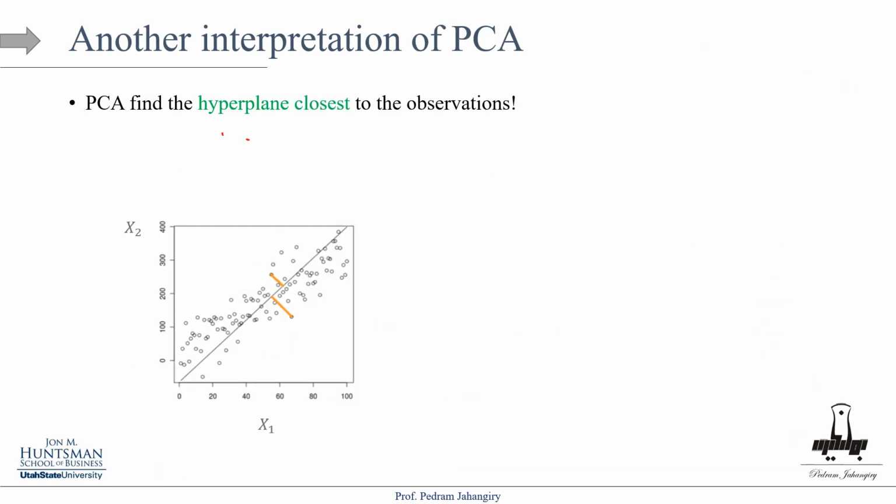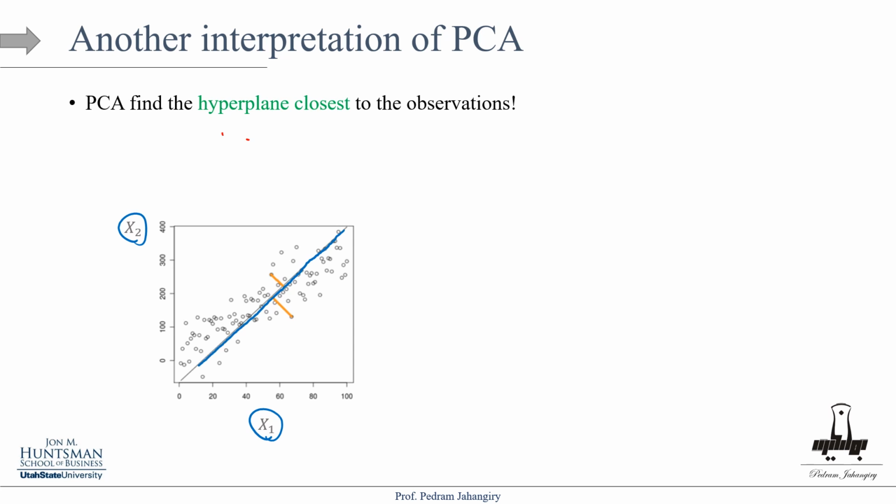Another interpretation of PCA is something like this. We say that PCA finds the hyperplane closest to the observations. What is a hyperplane and what do we mean by that? Imagine this is your two-dimensional space. Our hyperplane is going to become a line. In three dimensions, it's going to be a surface. In four dimensions, it's something we can't visualize, but you get the idea. So this is our hyperplane which is closest to the observations.